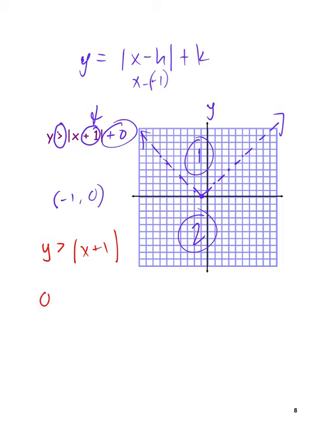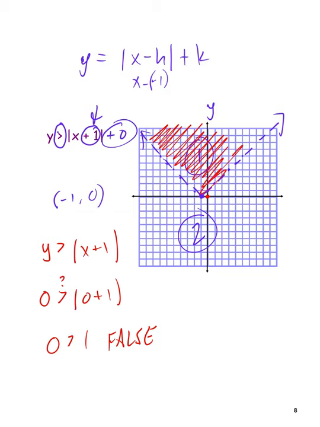So we're going to put 0 in for y. And again, is that greater than 0 plus 1 as we put 0 in for x? So is 0 greater than 1? No, it is not. So that's false. So we would not shade the area that has the point (0, 0). We will shade the other area, which is the area above. But again, it has a dashed line this time because it's just greater than. Okay, so the point (0, 0) did not work, so we aren't going to shade the portion of this graph that has the (0, 0), which would have been below the graph of the absolute value.